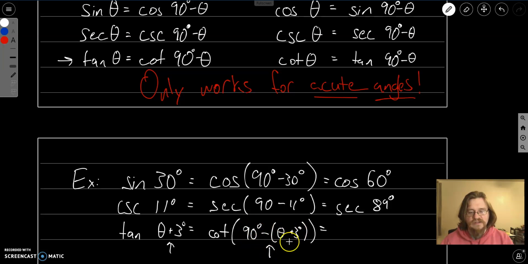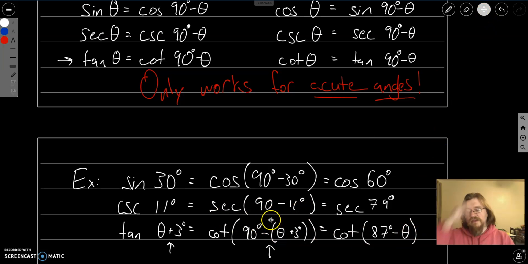But then if I take 90 degrees and I subtract this, what will I get? This will be cotangent. Oops, this should have been 87. I hope I didn't make that mistake in the last video. But anyway, if I take 90 degrees and I subtract this, I'm going to get 90 degrees minus theta minus 3. So that's going to be the same thing as 87 minus theta. Cool. So using these complementary angles, we can make some nice identities. We can turn sines into cosines or cosecants into secants if we need.